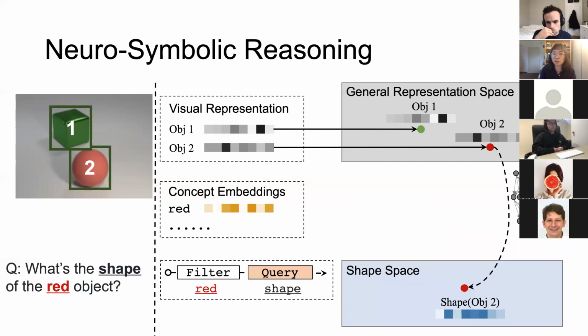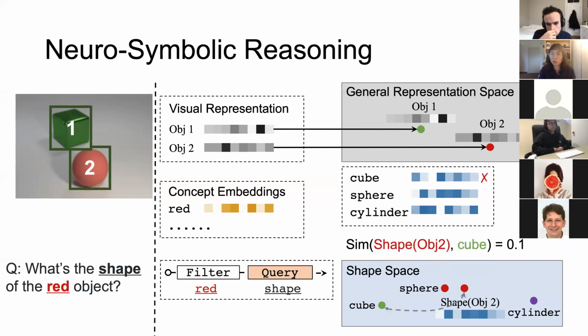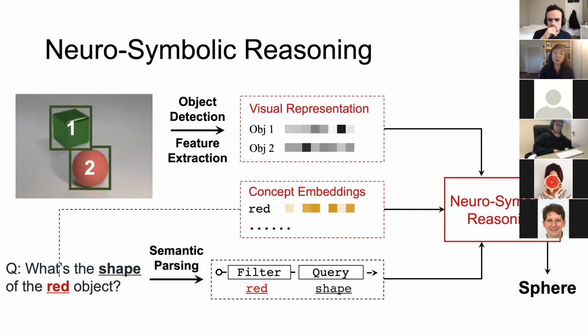The next step is to extract the shape representation of the second object and compare it with the vector embeddings of different shapes in the dataset. This might include cube, sphere, and cylinder. Again, we can compare the cosine similarity between the shape representation of this object and the vector representation of different shapes. Here, by comparing the shape of object 2 with cube, we got a confidence of 0.1, saying that it's very unlikely that this object is a cube. And we might say this object is a sphere and not a cylinder. So this will give us the answer to the question, which is sphere.